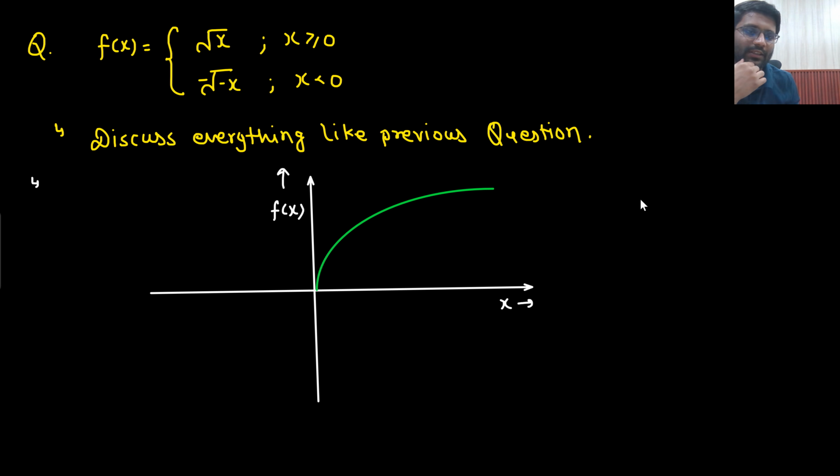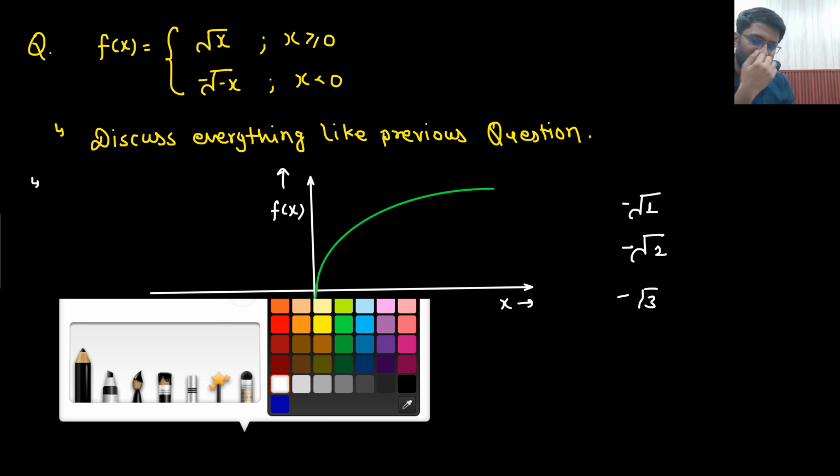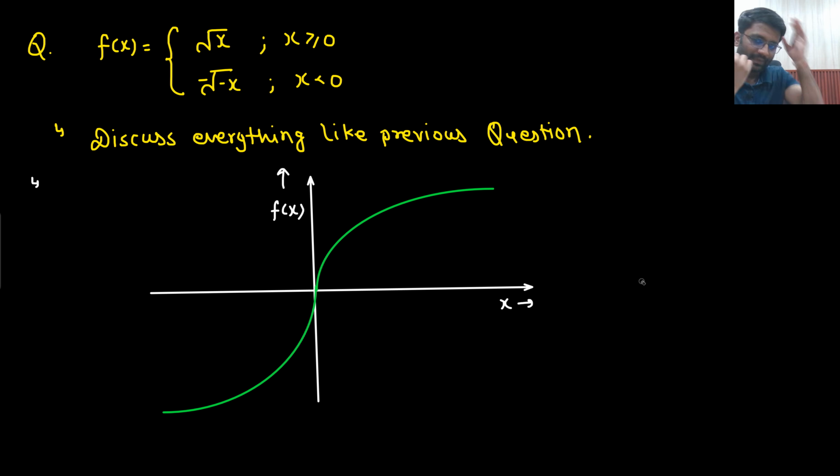So take x equals to minus 1, what are you getting? Minus under root 1. Take x equals to minus 2, what are you getting? Minus under root 2. Take x equals to minus 3, minus under root 3. That means it is increasing in this manner. This kind of graph you will get. Is that clear to you? I hope it is completely clear. So this is the graph you will be getting.